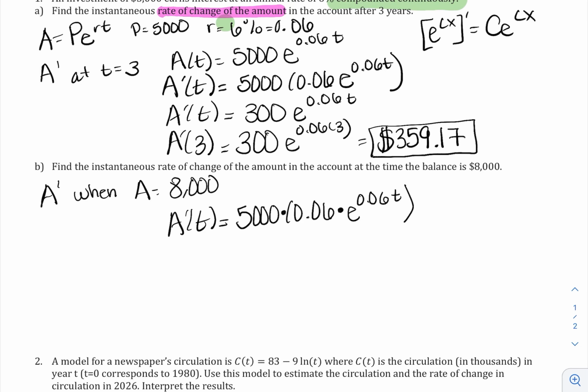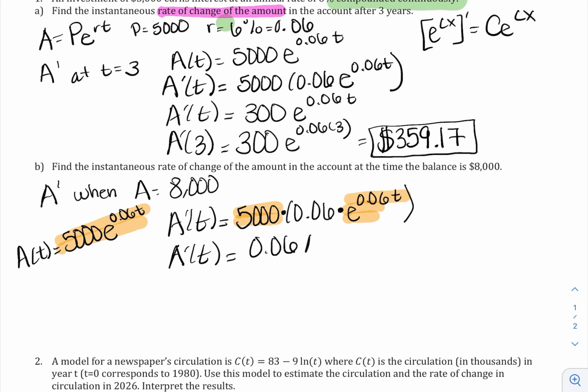So what I want to look at is actually A of t, which I'm going to rewrite here. I know it's above. It's 5,000 e to the 0.06t. So I'm going to use a colored highlight to showcase this. So this right here is the 5,000 and this part at the end. So the A of t is living inside the A prime of t. And that's because the derivative of e to the cx has e to the cx in it. So what I can do is replace the orange with A of t instead. So I have A prime of t is equal to 0.06 A of t.